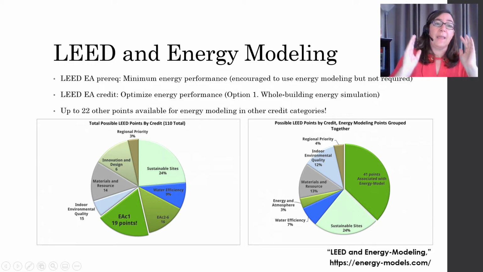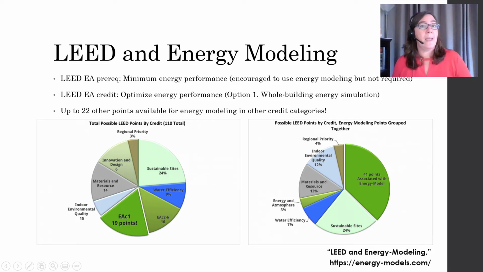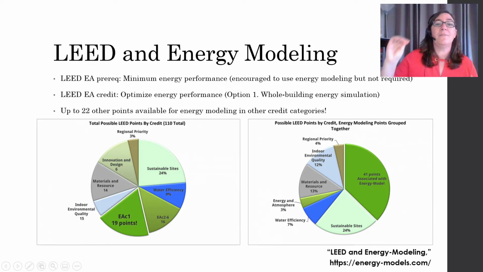However, there is a massive energy and atmosphere credit, up to 18 points, for optimizing energy performance, and you need the energy modeling in order to do this. All right. But that's not all. It turns out that there are up to 22 other points available. All right. And this is just in the different credit categories that have synergies with energy modeling.